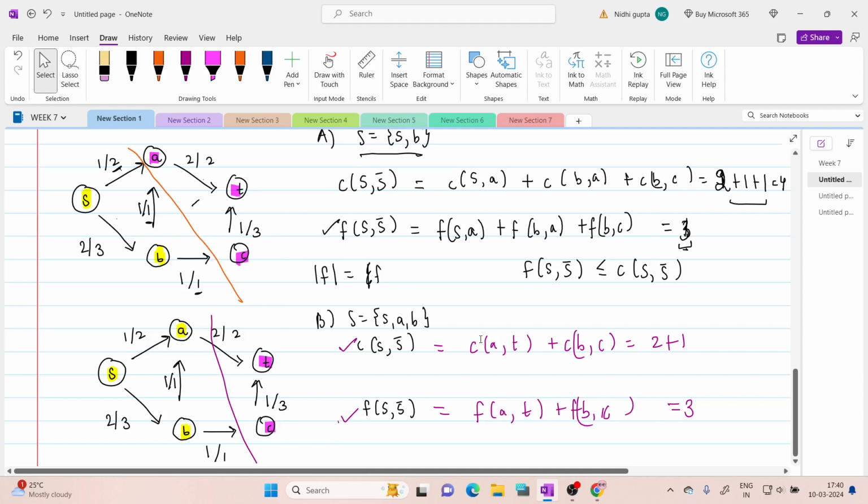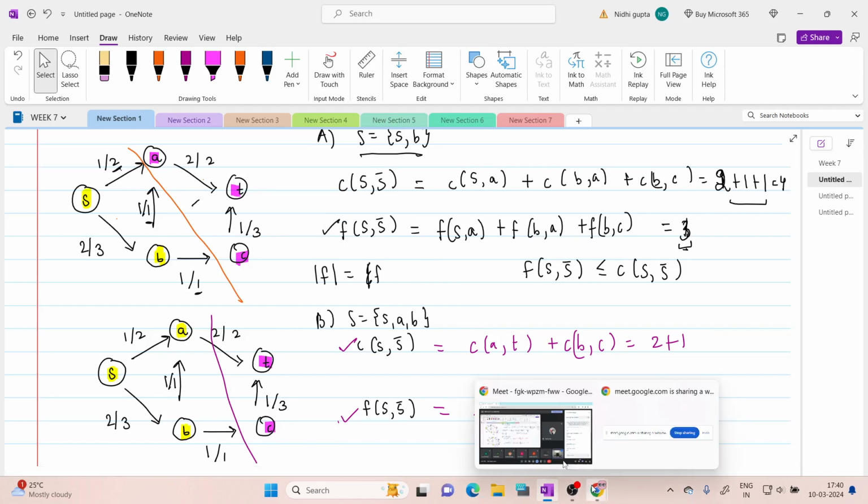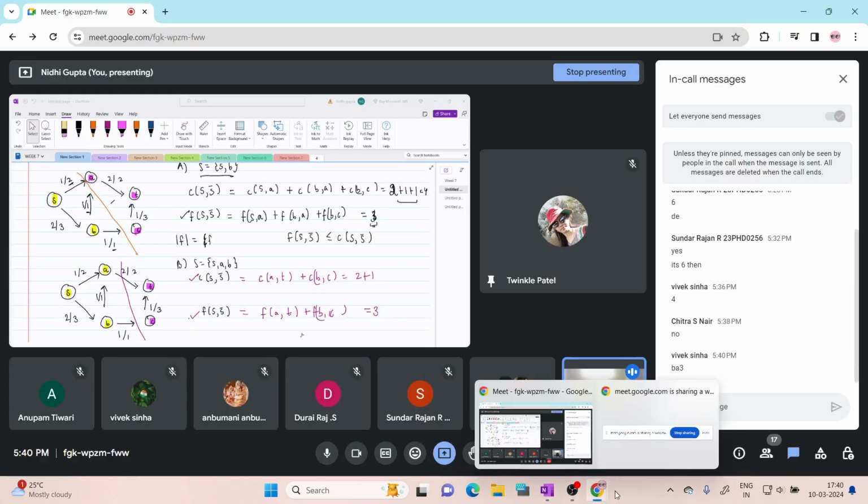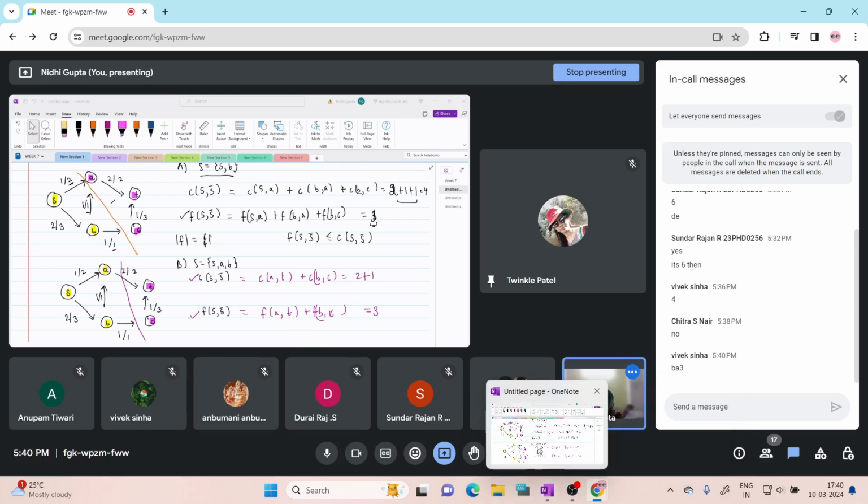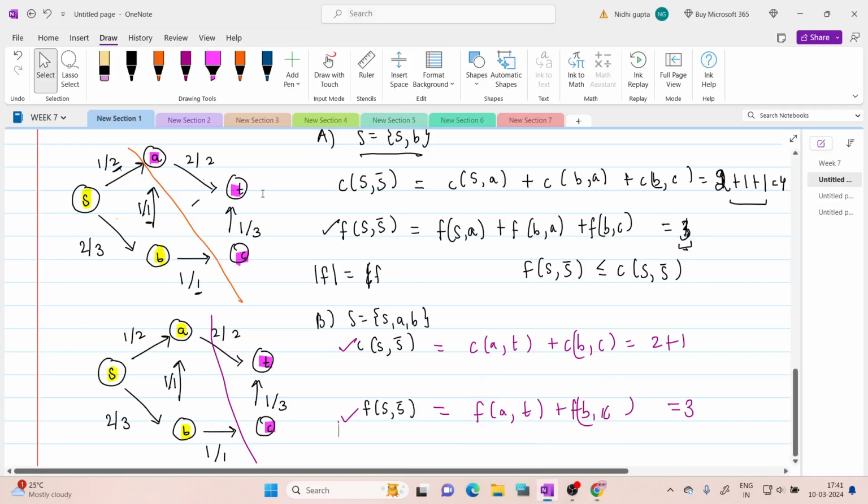Okay, so has everyone understood the definition of capacity of a cut and net flow of a cut? Any doubts in the definition? Okay.